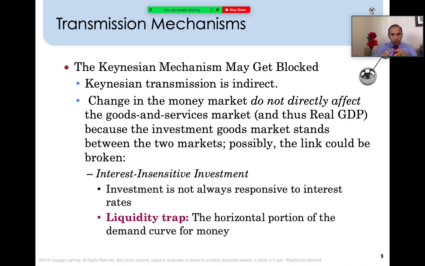So the investment could be insensitive to interest rates. We have what is called interest-insensitive investment. Investment may not respond to the interest rates. It has happened before, but for the most part, low interest rates could stimulate investment. There are special occasions where investment doesn't occur even if the interest rates are low. So we can find ourselves in a liquidity trap, where the demand for money stays the same even though the interest rates have changed. That could be a significant liquidity trap, where there's a lot of liquidity but nothing is going on.